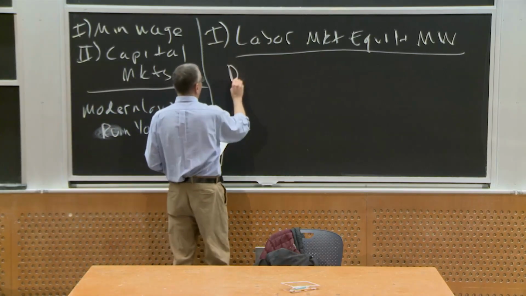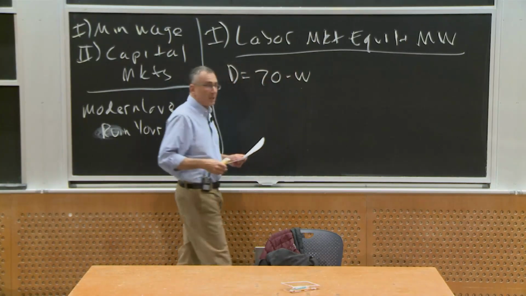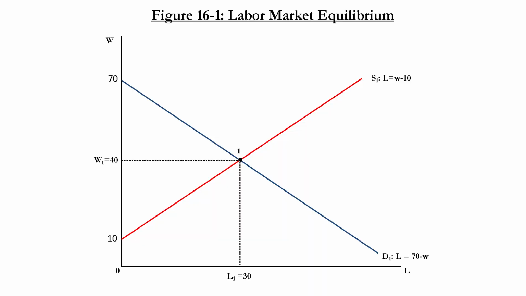Here we're saying the demand curve is 70 minus W. We're saying that as the wage goes up, firms want fewer workers. And we could see that from our earlier firm optimization. Okay? But there's also a supply curve.